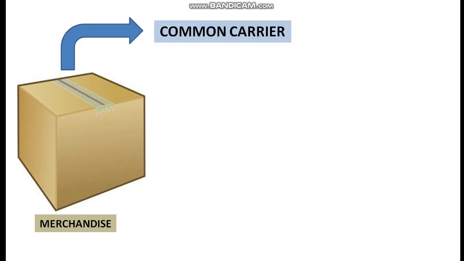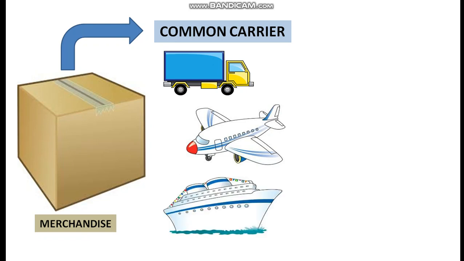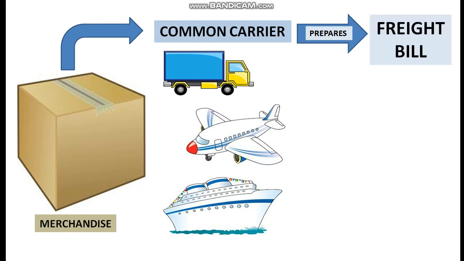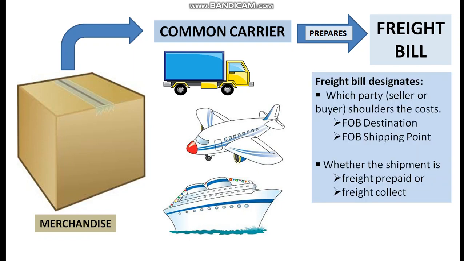So, when merchandise is shipped by a common carrier, okay, example ng common carrier is a trucking entity, or it can be an airline, or minsan a shipping line, so, the carrier prepares a freight bill in accordance with the instruction of the party making the shipping arrangements. So, the freight bill designates which party shoulders the cost. Sino daw ba dapat ang shoulder? Si seller daw ba o si buyer?